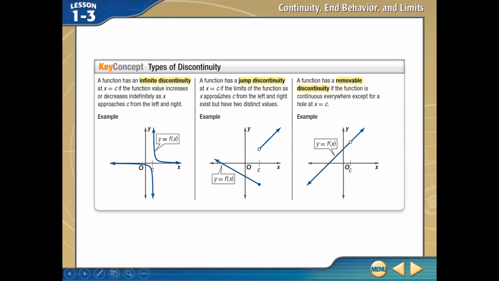So a function has a jump discontinuity at x equals C if the limits of the function as x approaches C from the left and right exist but have two distinct values. Okay, so they're not going to a negative infinity, they're not going to a positive infinity. They're approaching a certain value of L from our limit symbols, but the value of L from the left is different than the value of L from the right.